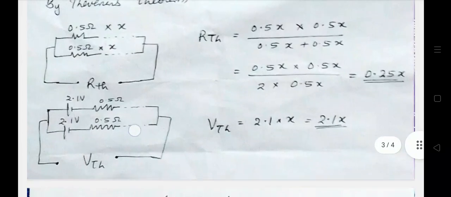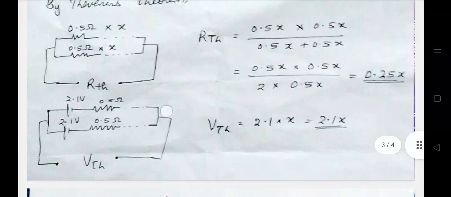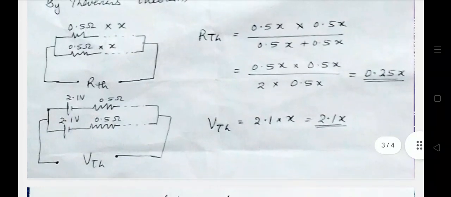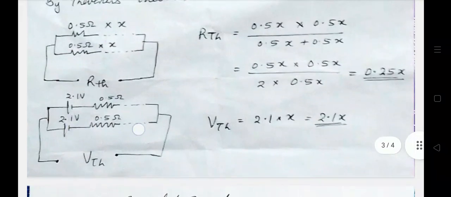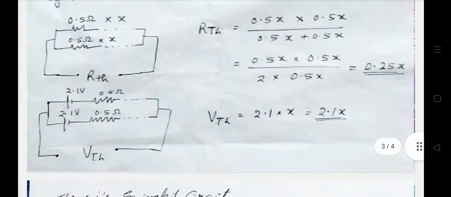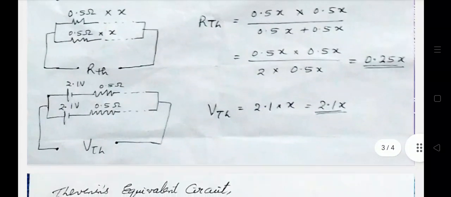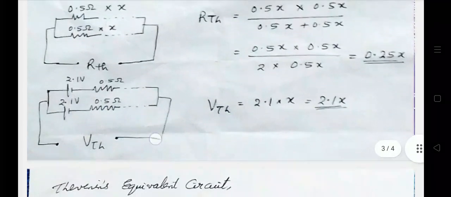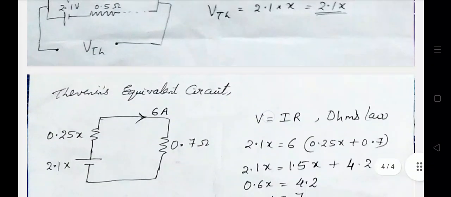So we know when these cells are connected in parallel, the same voltage appears across these two terminals. Since each row has x cells, that means 2.1 into x. We don't know how many cells there are, therefore we took it as x cells connected. So, 2.1 into x is the voltage across these two terminals. VTH is 2.1x. Now, let's draw the Thevenin's equivalent circuit with these results.